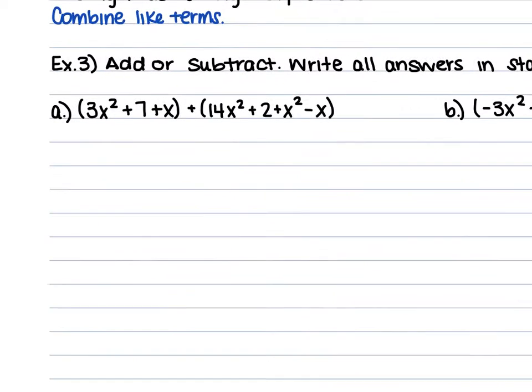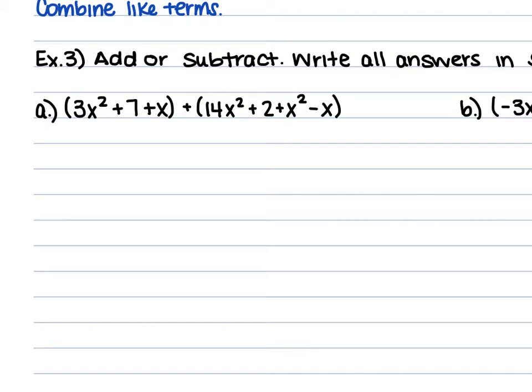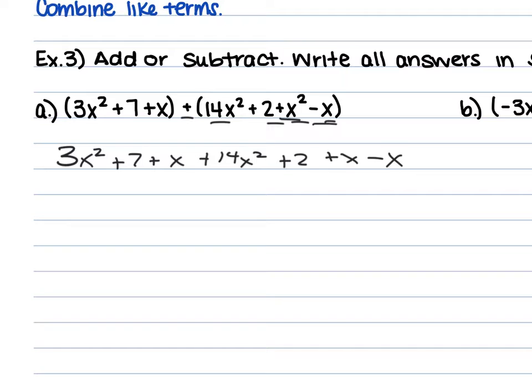All right, so now we're going to talk about adding or subtracting polynomials, which is really nice actually because when we're adding them, it's not a big deal because we're just going to add everything together. We're going to go 3x squared plus 7 plus x, and then we're going to add each of these things here. So plus 14x squared plus 2 plus x minus x. All I did was write it exactly as it was shown there. Now we do need to simplify this and we do need to write it in standard form.